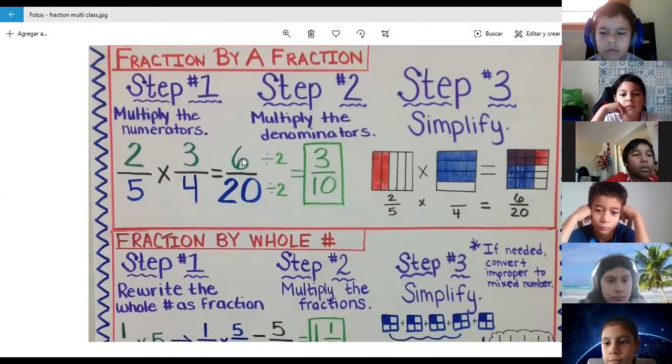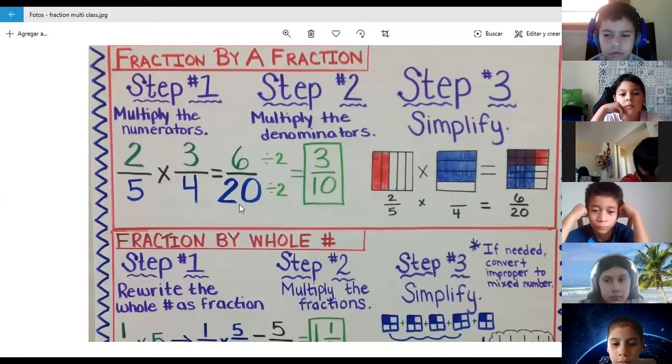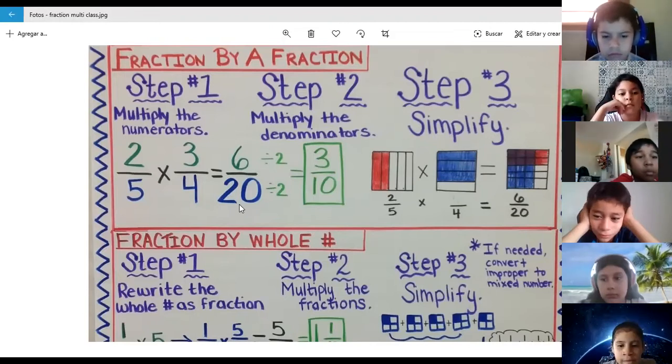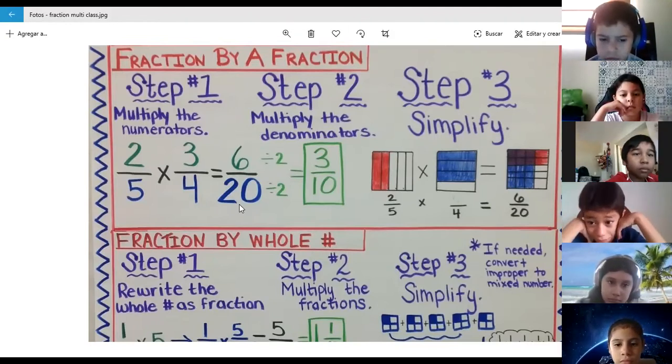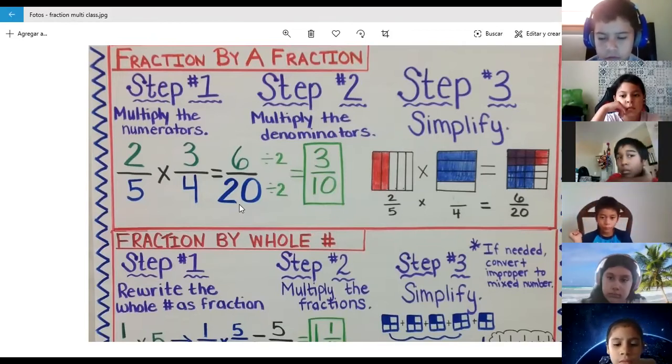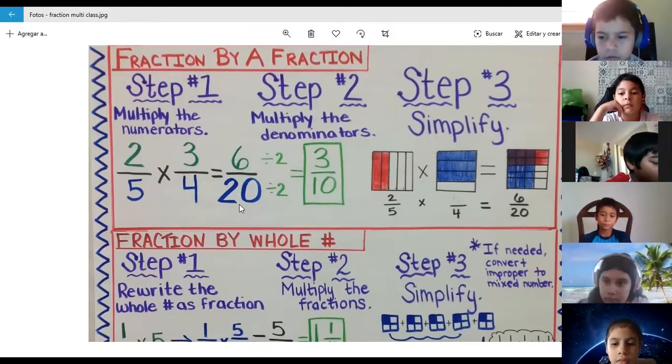Then I discovered that the number 6 and the number 20 están en la tabla del 2, table of 6, table of 3, y el 20 está en la tabla del 2, tabla de 4, tabla de 5, tabla de 20. Entonces, I discovered que ambos están en la tabla del 2. ¿Qué voy a hacer? I'm going to divide 6 into 2 and 20 into 2. We do this step just if it's possible. Solo si es posible. Si ambos están en la misma tabla, es que se pueden simplificar. If they are not in the same multiplication table, it's not possible.